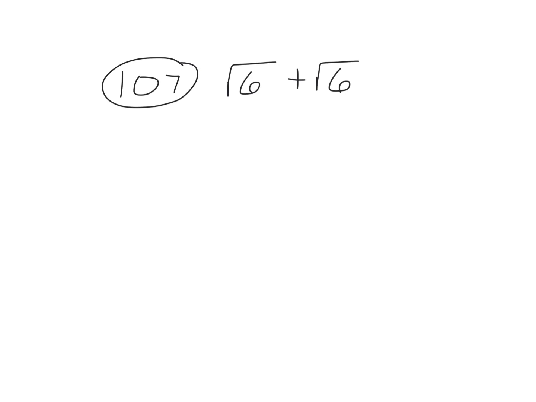They have to be the same radical. Okay? Think of it as like terms, combining like terms. So on 107, square root of 6 and square root of 6, do you agree those are the same? Yes. What number is in front of both of those? A 1.